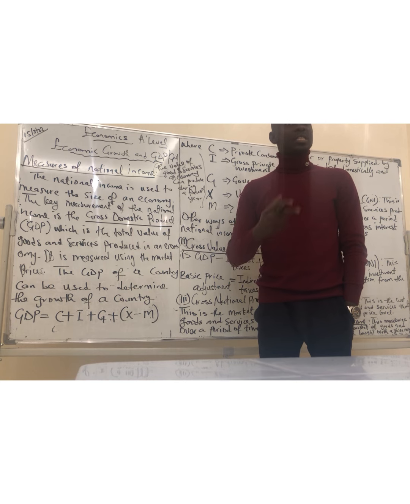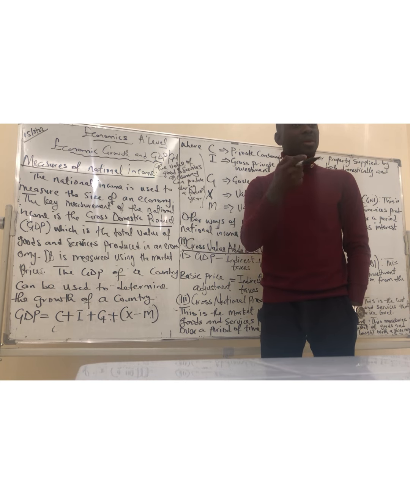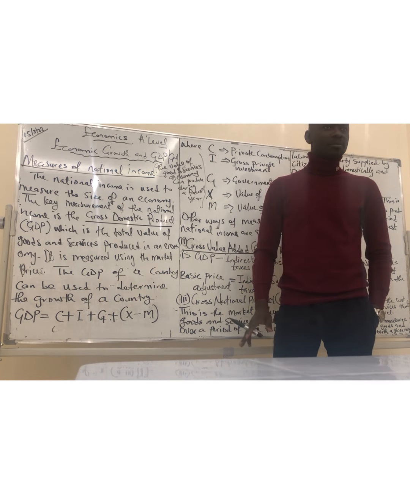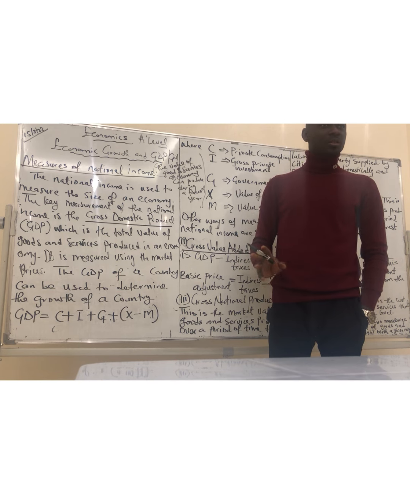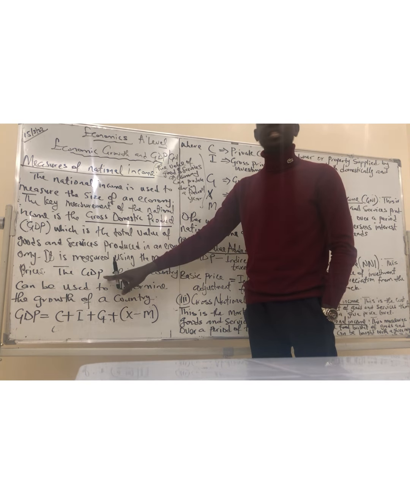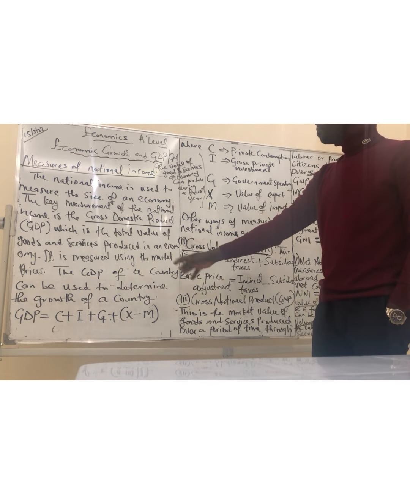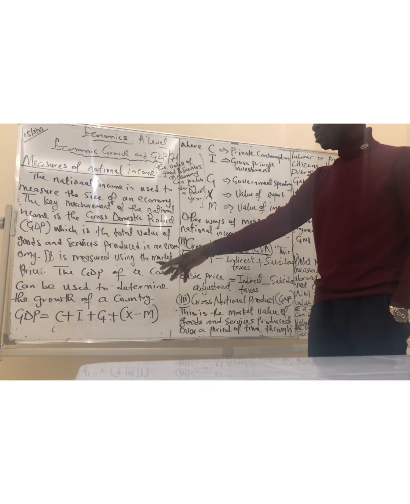Do you understand? Because in the market prices, you have to pay taxes in the cost of buying. So indirect taxes are what? Taxes charged on consumption. So they have to be taken into consideration whenever we are getting the GDP. I think that's clear. So the GDP of a country can be used to determine the growth of a country.